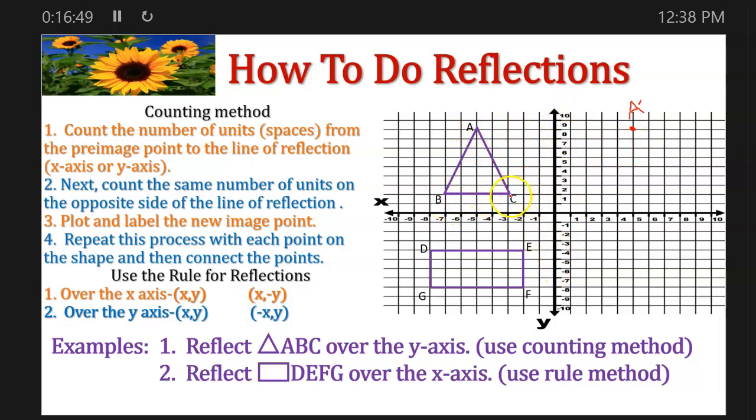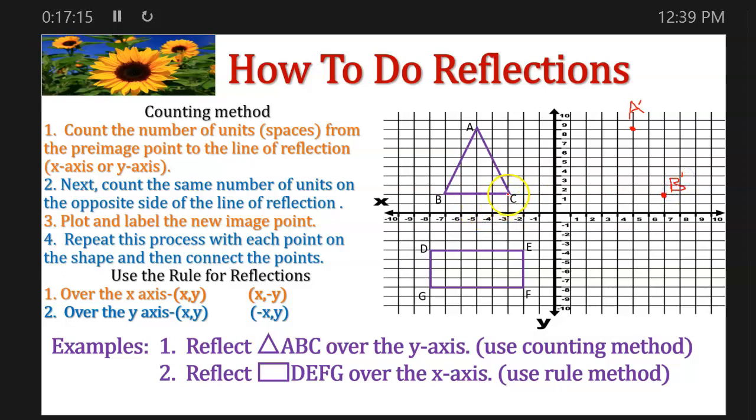Now here we're going to start with the B. The B was 1, 2, 3, 4, 5, 6, 7 spaces away from the line of reflection. So now we're going to count 7 on the other side. So 1, 2, 3, 4, 5, 6, 7. And there's where our B prime point is located.